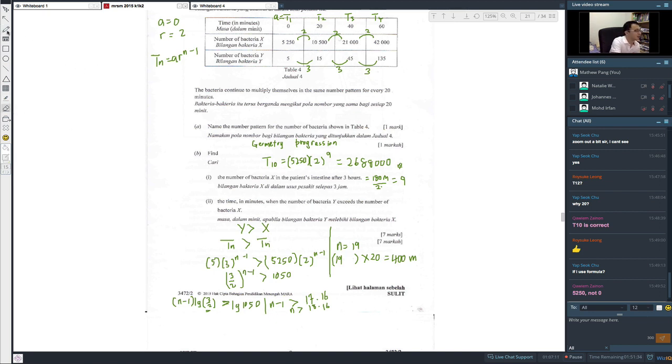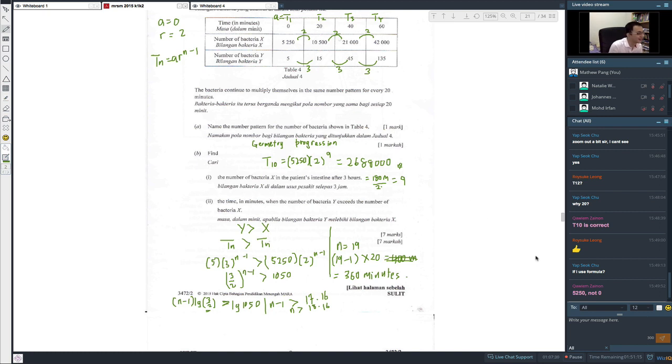Do you understand why you need to minus 1? Yeah, for progression questions somehow it's quite confusing. If you cannot understand, it's very hard for me to help you. Okay, if okay already, I'm going to move on to the next question.